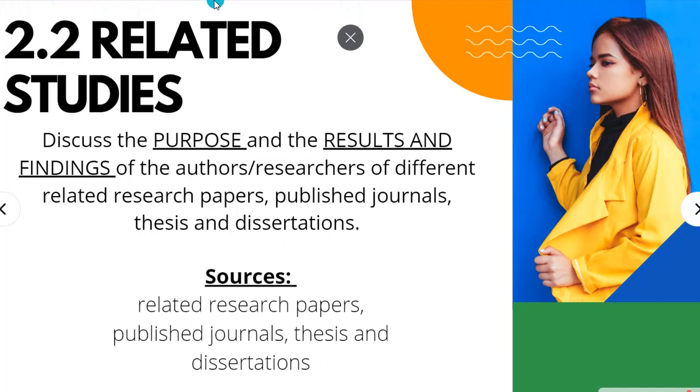So, dali na ta. 2.2, related studies na. Here, discuss the purpose and the results and the findings of the authors or the researchers of different related research papers. Published journals, theses, and dissertations. So the sources of related studies are related research papers, published journals, thesis, and dissertation.